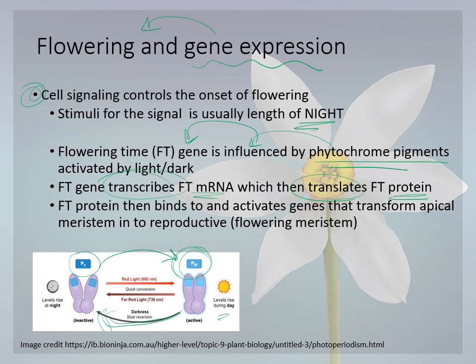That protein is then going to bind to activate some genes. Those genes will transform. The apical meristem will stop growing stems and leaves, and instead we'll start growing those flowering meristems, reproductive determinate tissue.